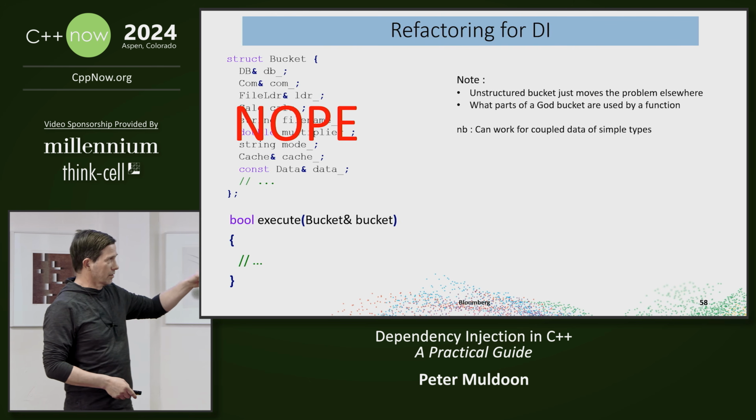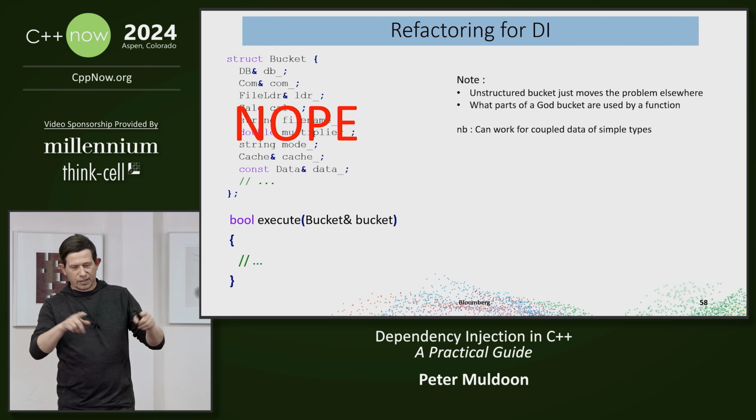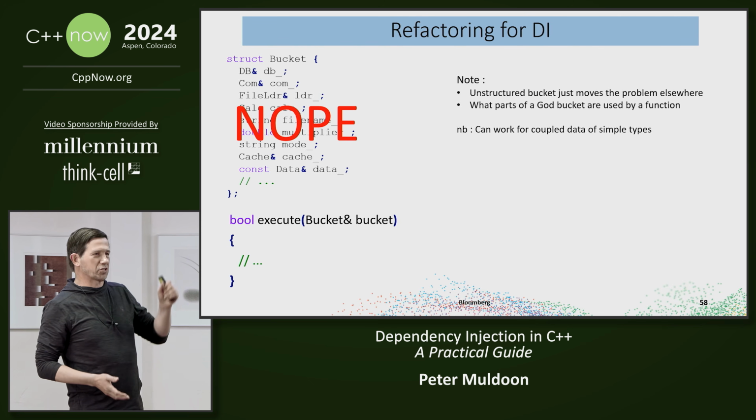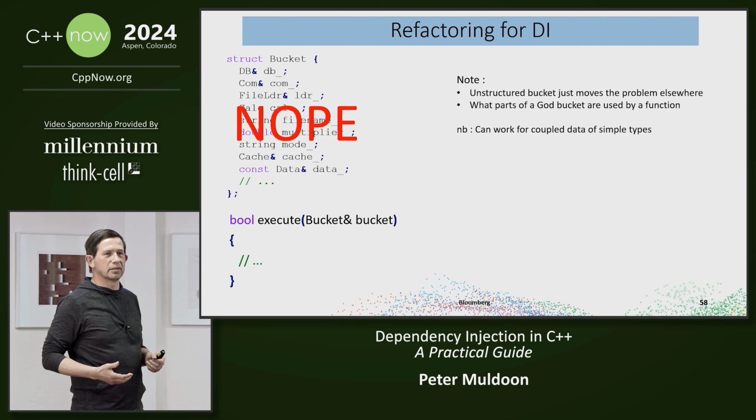This can work when you're having coupled data, like I have an XY coordinate and I bucket it into a struct. I have a circle and I have a coordinate and I have a radius in it and you bucket it up that way.